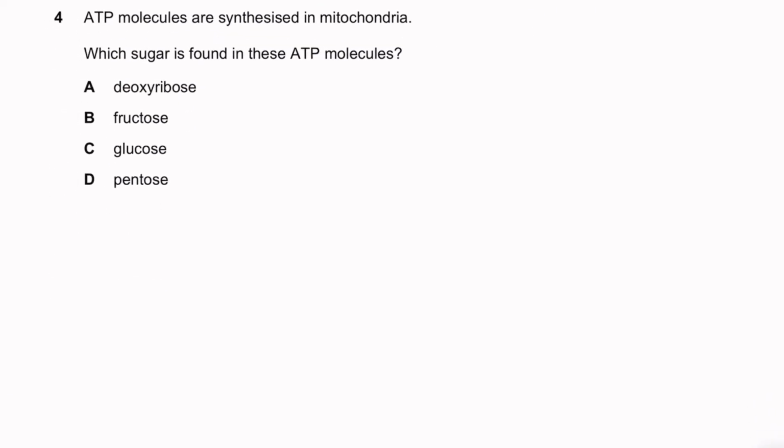ATP molecules are synthesized in the mitochondria. Which sugar is found in these ATP molecules? It's going to obviously be a pentose sugar. Specifically, it would be ribose, not deoxyribose, so we cancel this. It will not be a hexose sugar, so we cancel these, and so it will be a pentose, because ATP is specifically a pentose plus a nucleic acid base, and 3 phosphate groups.